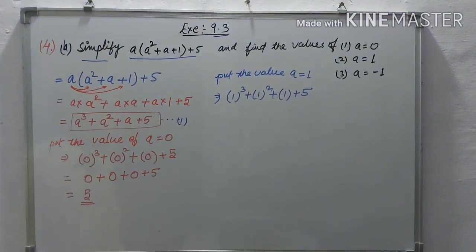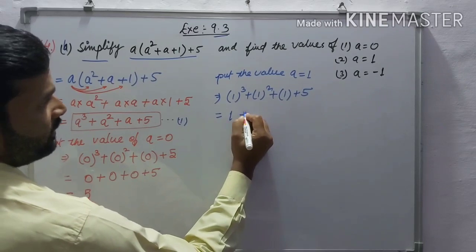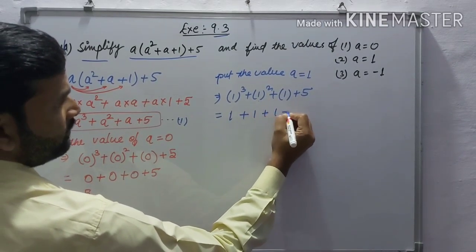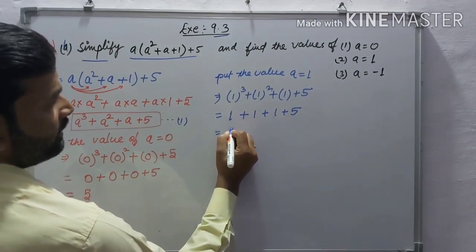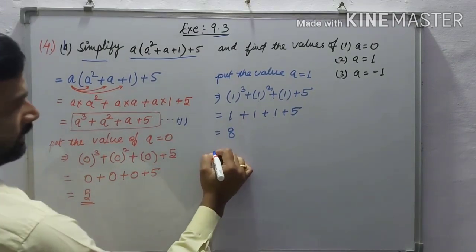1 power 3 means 1 is multiplied 3 times, which is only 1. 1 multiplied 2 times is 1, and 1 plus 5 is 5, 6, 7, 8. The final answer is 8. Okay, and third is a.